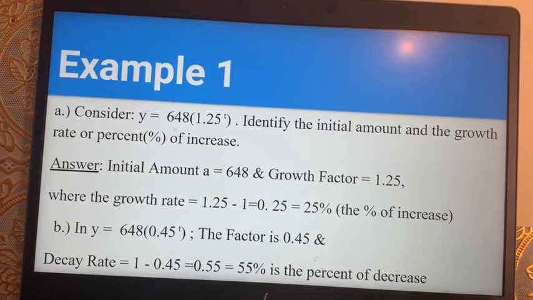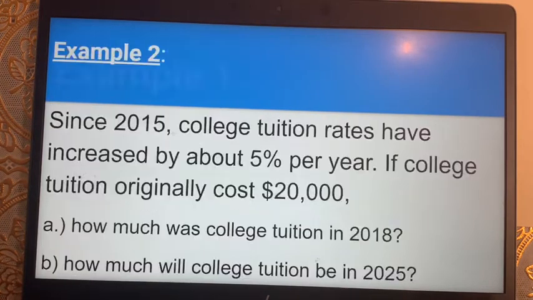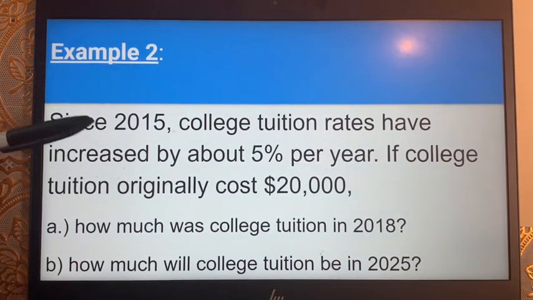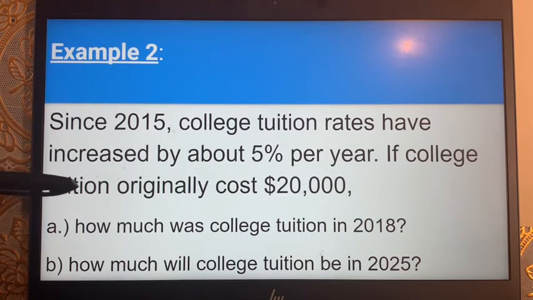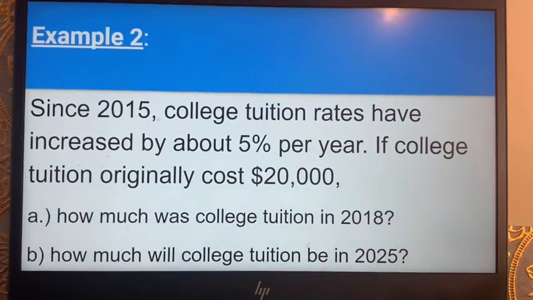Now we'll see other examples where we apply the exponential function as a growth rate or decay rate. The first example is this one. Since 2015, college tuition rates have increased by about 5% per year. If college tuition originally cost $20,000, how much was the college tuition in 2018 from 2015? And how much will college tuition be in 2025? Okay, examples are usually hypothetical. They don't represent a specific college, just for the purpose of example.